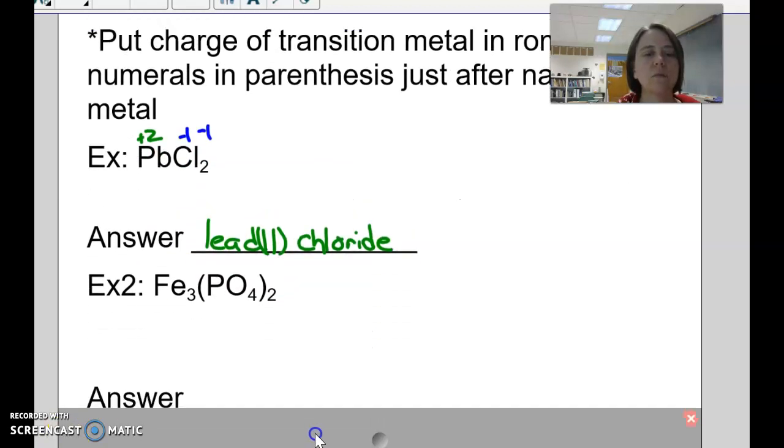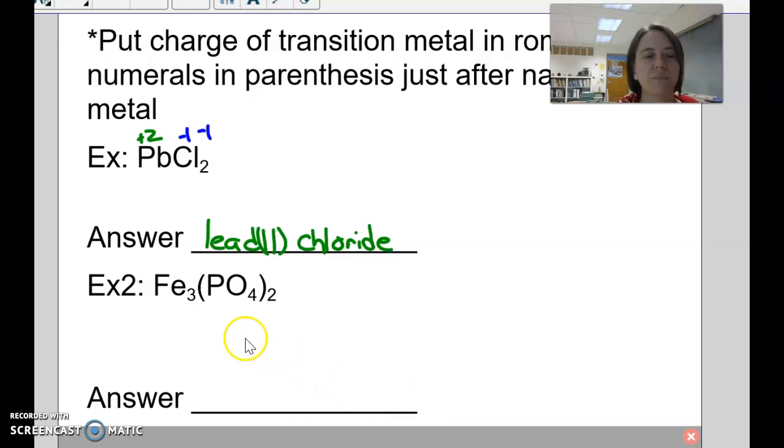Okay, so let's do one more together and then I'm going to have you do some. Alright, so let's think through the charges on this one. So phosphate, we know, has a charge of -3, and there's 2 of them, so that would be -6. This side is -6, so I know this side has to be +6. So it doesn't mean that iron is +6, it means 3 irons are going to be +6. Well, what times 3 equals 6? 2, so this has to be +2. So iron with a charge of +2, and times 3 because there's 3 of them, equals +6.